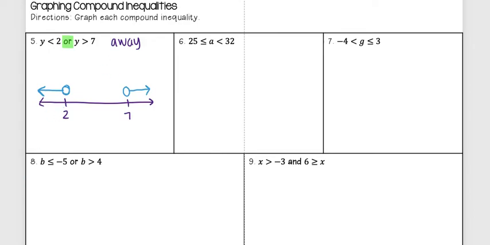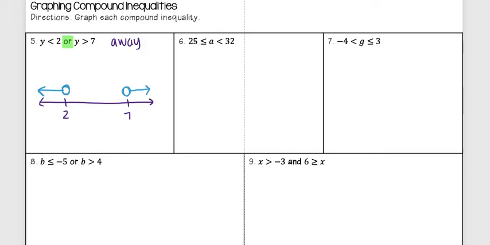And so you don't have to go through that whole thinking process. You can automatically see, okay, it's an or, they're going to go away from each other. So you can just go ahead and put your circles and then draw your graphs away from each other. So just another way you can think about it.